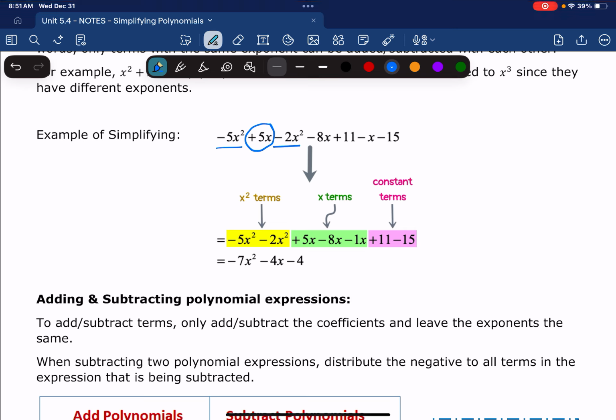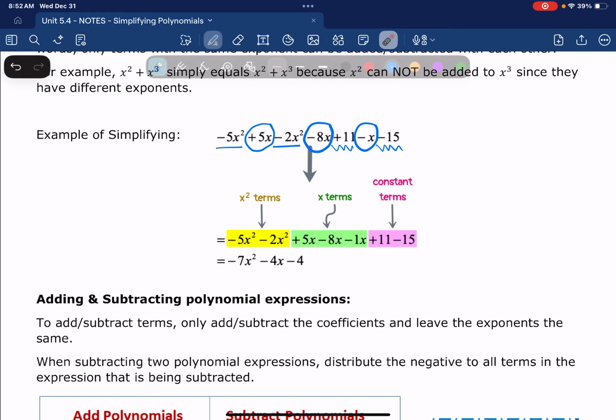And then I look through the rest of the polynomial expression, and I see that I have this minus 8x and this minus x. So those are also like terms. And then I have two constants left. I have this plus 11 and this minus 15. So I give those a little squiggle, or maybe you can box them in, whatever is easiest for you to read or whatever you like looking at, okay? So now let's combine these together.